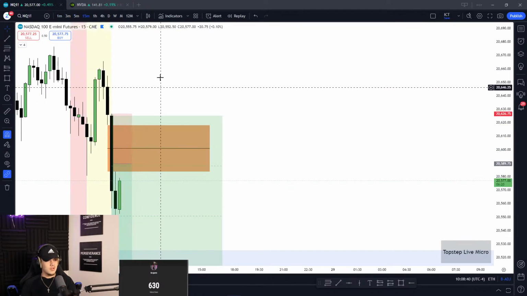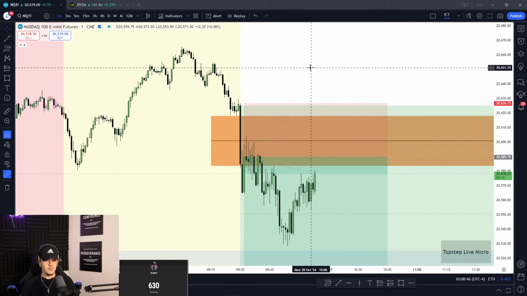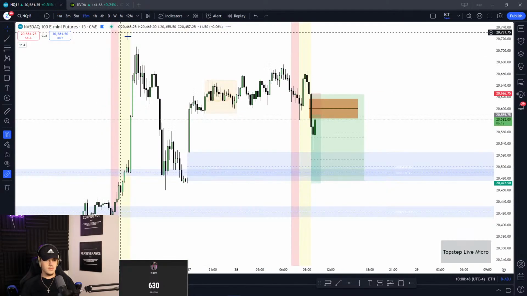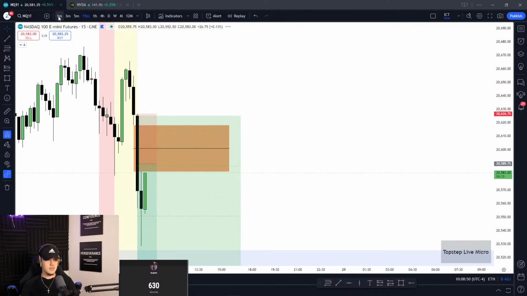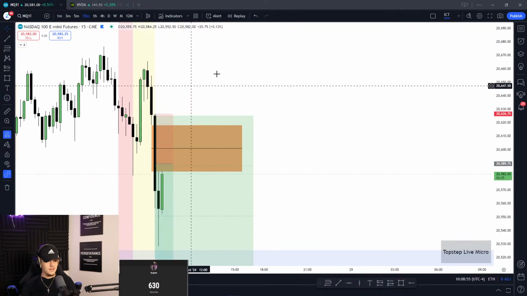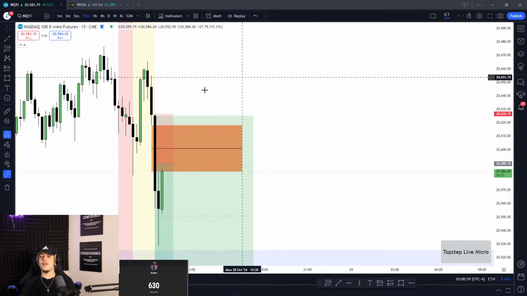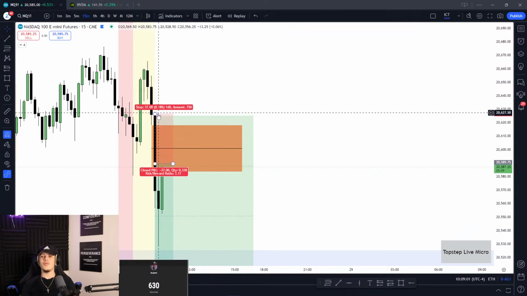Okay, well, looks like we're just drawing into that 15-minute SIBI. About to trade into it. We did. So we're finally in that 15-minute SIBI. I want to see some bearish reaction here. I don't want to get stopped out for trading all the way up here.